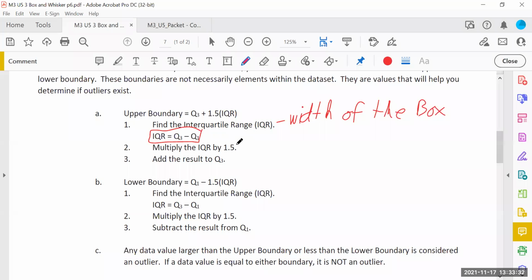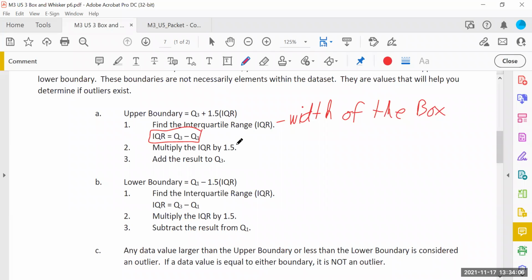The other issue here is the IQR is that width of the box. When we multiply it by 1.5, that does not have a name. That's just the number we're going to use. Does that make sense to everybody? If they ask you for the IQR, it's Q3 minus Q1, but then we actually multiply that by 1.5 before we plug it into our formula. So for the upper boundary, once I multiply it by 1.5, I add that to the top of my box. So I'm going above the top of my box. For the lower boundary, I subtract it from the bottom, from Q1.